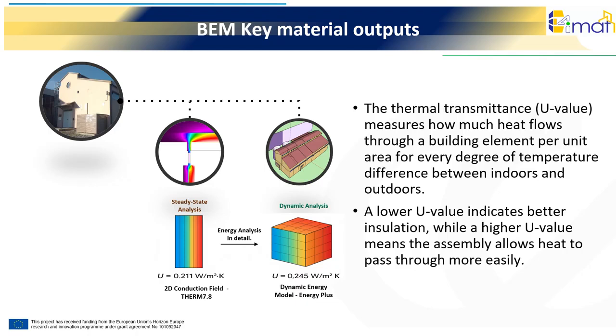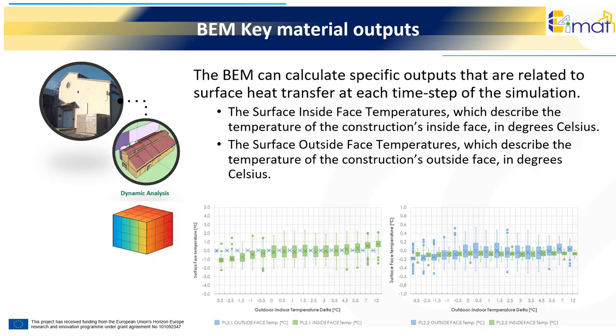more easily. Thermal transmittance is expressed in watts per meter squared Kelvin, and the BEM can display its calculated value either by taking into account the convection effects of surface air films on its exterior and interior surfaces, or just focusing on the transmittance of the construction's material layers. Additionally, the BEM can calculate specific outputs that are related to surface heat transfer at each time step of the simulation. These outputs are organized around the inside and outside face of each construction surface and provide additional information on the behavior of the construction.